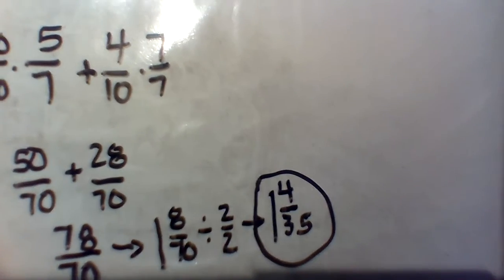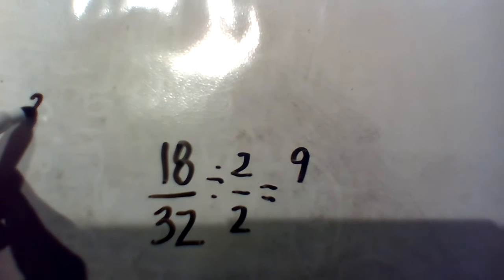All right, so simplifying. I have 18 over 32. I'm looking here in the ones, and I realize that both are even numbers. So I'm going to divide each of these by 2. So 2 over 2. And I know that this is 9. And let's just kind of practice.